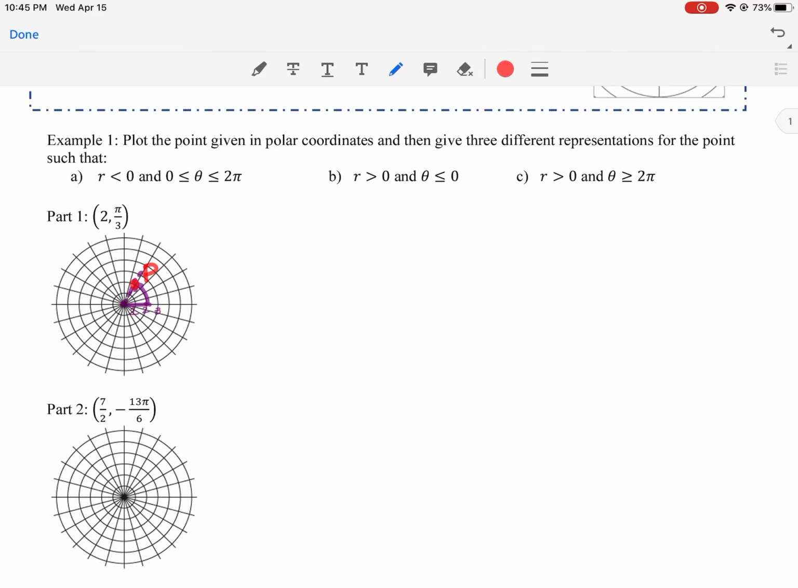That is going to be your point, we'll call it P. There is a way to do it when you can do the angle and then go out 2 units. That's another option. However, I like to usually graph the radius first. Okay, now that we have found that, let's talk about these other ones.